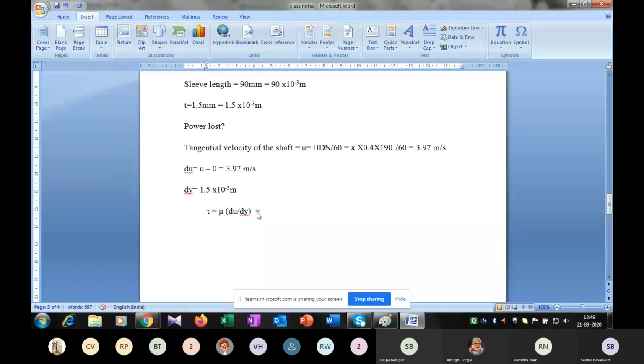What is the value? Minus 2.26 into 10 raised to minus 4, ma'am. No, ma'am. Tau, du by dy value, ma'am, 2646.66. Tau value is 1587.99 Newton per meter square, ma'am.